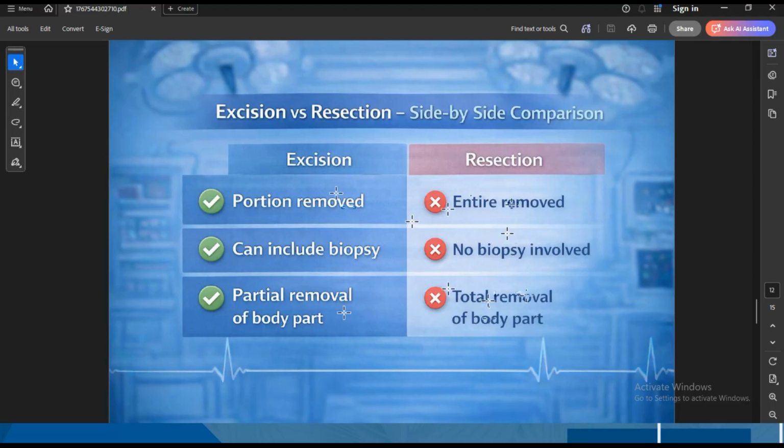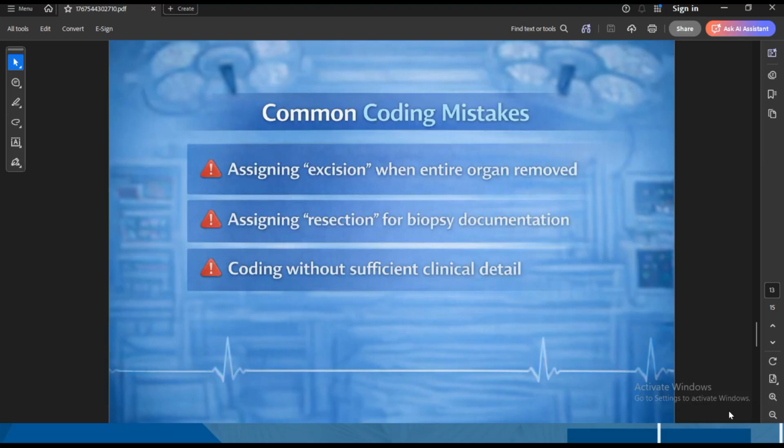resection root operations appropriately. So what are the common coding mistakes? Assigning excision when the entire organ is removed. Okay. So based on our conversation, now you need to remember that if the entire organ is removed, you need to code resection, not excision. Assigning resection for biopsy documentation. As we have discussed, we need to use excision for biopsy, not resection. Coding without sufficient clinical detail. If there is no documentation of complete excision or resection, you need to check for a query.